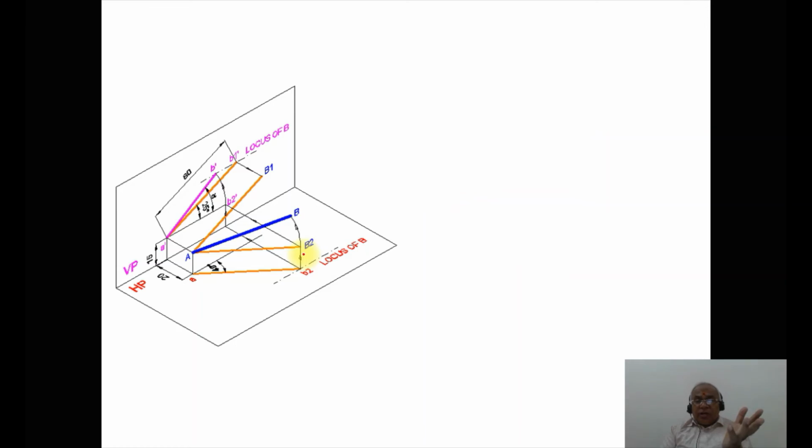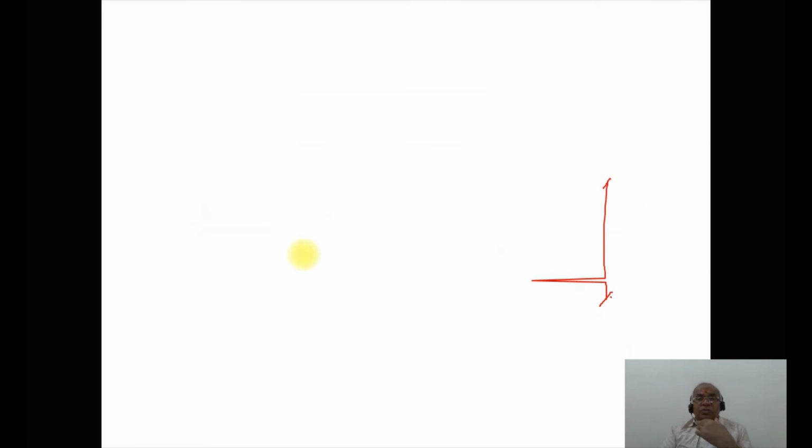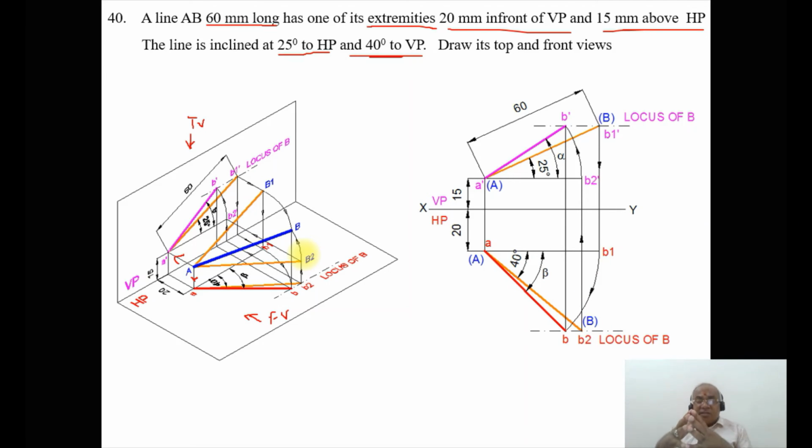Now I want to see how we can draw this using the sketchbook. First we draw the XY line, mark XY, and identify the planes VP and HP. We are solving the problem in the first quadrant. In the first quadrant, the vertical plane is above the XY line and the horizontal plane is below the XY line. Here one of its extremities is 20 mm in front of VP and 15 mm above HP.